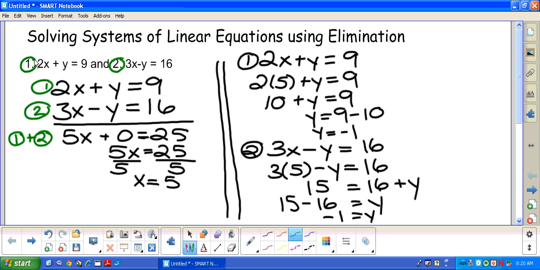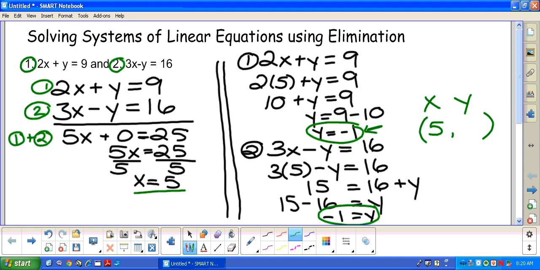If the answer that I just determined for y in equation 2 is the same as in equation 1, then I know that I've done my steps correctly. I'm going to write out the final point that I just determined the point of intersection to be. The value for x, remember x goes first, is 5, and the value for y is -1.